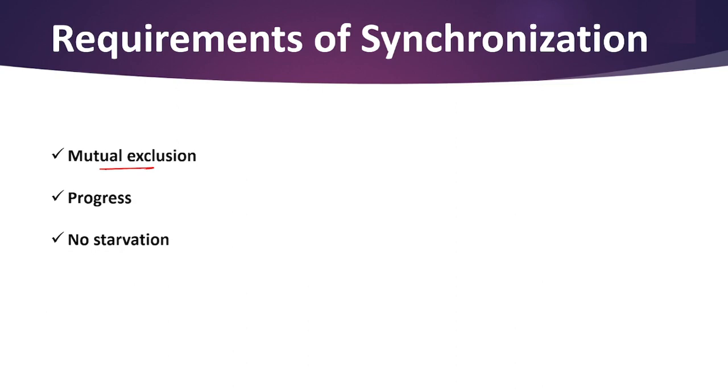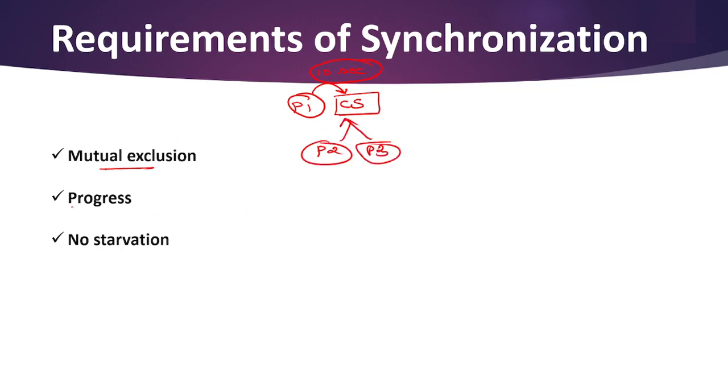So let's start with mutual exclusion first. What is mutual exclusion? If a process is running in the critical section, let's say process P1 is running in its critical section, no other process should be allowed to run in that section at that particular time. Let's say process P1 is in its critical section for the next 10 seconds. For these 10 seconds, no other process is allowed to enter the critical section area.